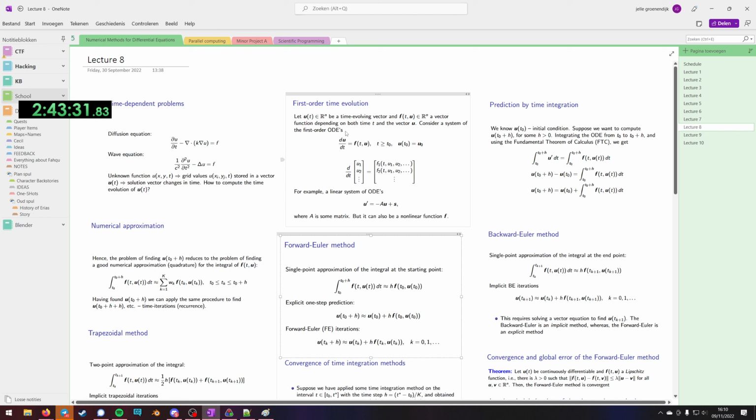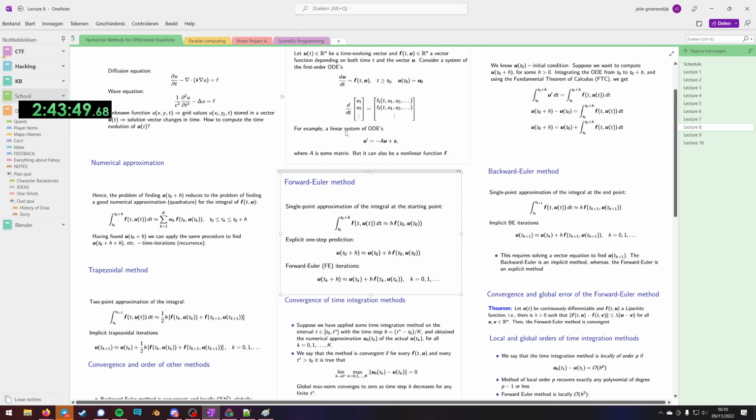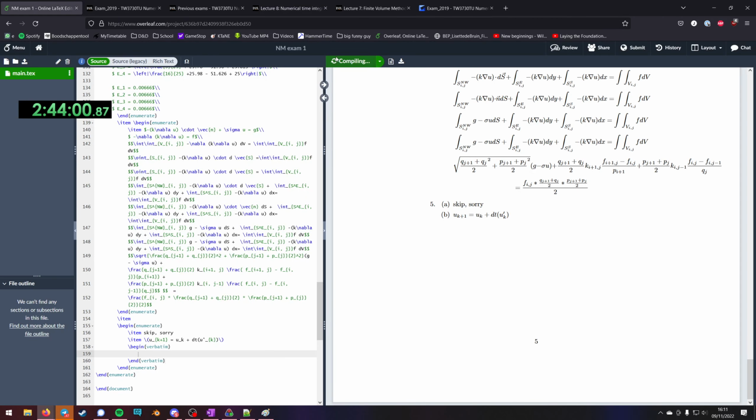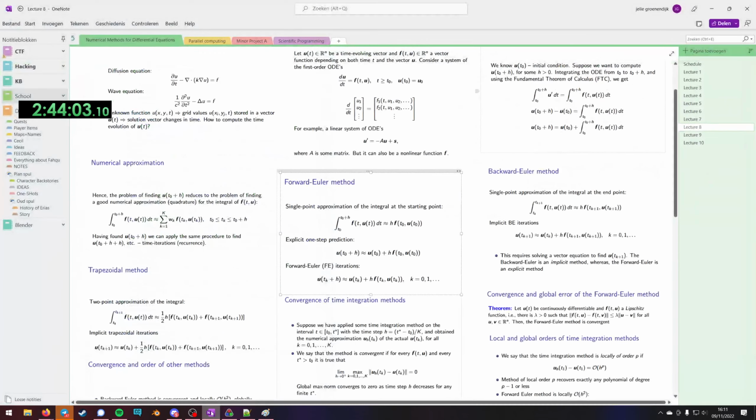I guess it's just an example. Yeah, I think this f(t_k, u_k) is the matrix A times u_k, right? You have there the forward Euler iterations: u_{k+1} approximates u_k plus h f(t_k, u_k). So I think this f(t_k, u_k) is just the derivative, the matrix A times u.